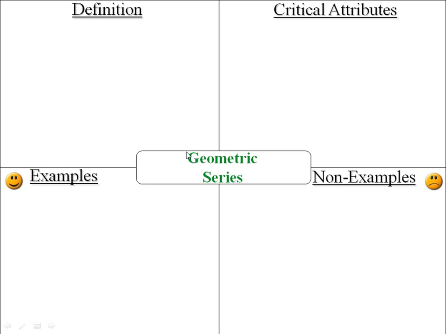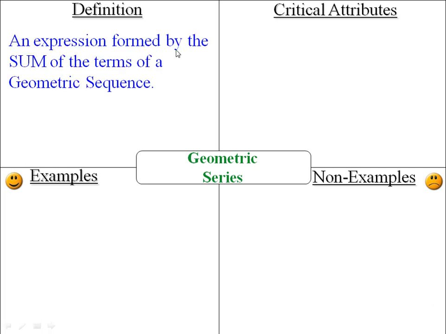All right, so what is a geometric series? It's an expression formed by the sum of the terms of a geometric sequence. Let me repeat that again. A geometric series is an expression formed by the sum of the terms of a geometric sequence. First, let me show you the series. Here's a series. The definition says it's the sum, meaning that it's adding, of the terms, and all of these individually are terms of a geometric sequence.